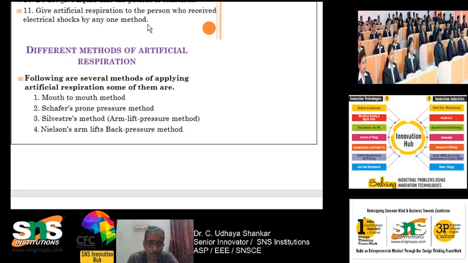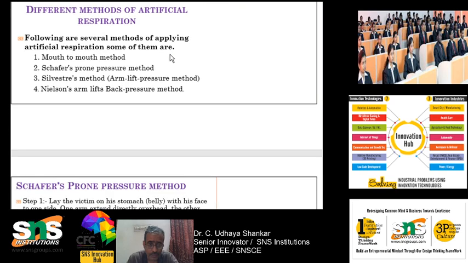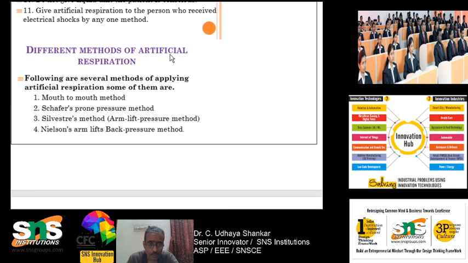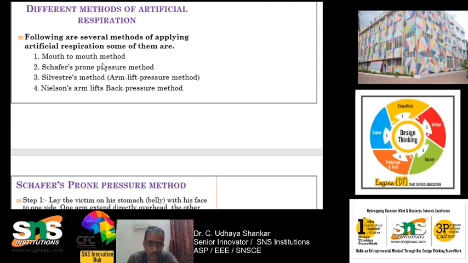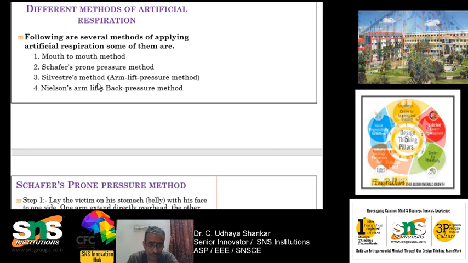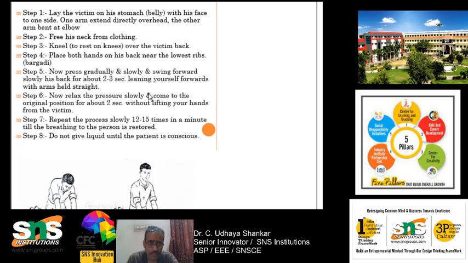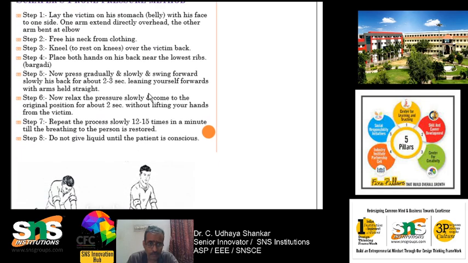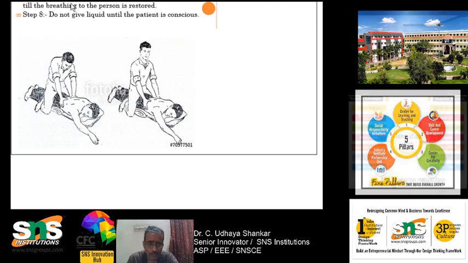There are different methods of giving artificial respiration. For example, 4 different types are there. You can see one is the mouth to mouth method, Schaeffer's prone pressure method, Silvester's thrust method, and Nielsen arm lift back pressure method. So this is the Schaeffer's prone pressure method.